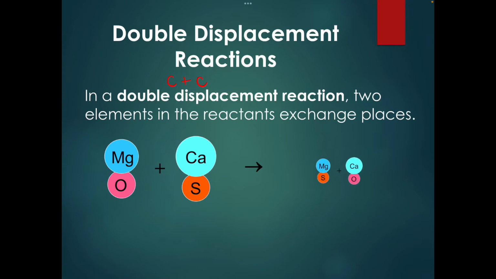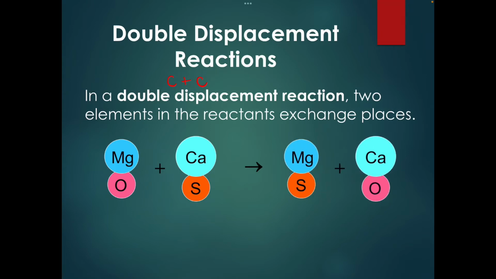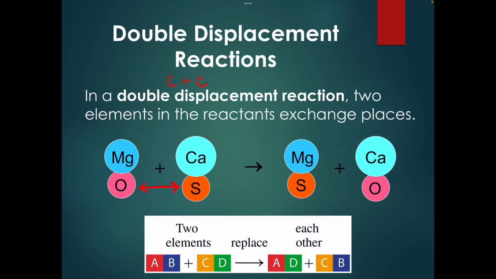When we have a compound reacting with a compound, essentially, 2 things are going to switch places. So here, we had the oxygen and the sulfur switching places. So now the magnesium is bonded to the sulfur and the calcium is bonded to the oxygen. So you have 2 elements that are going to switch places. So here's our example. So this has A and B plus C and D. So in this example, B and D have switched places. Okay, so A is bonded to D and C is bonded to B. Again, a double displacement reaction will always be 2 compounds.